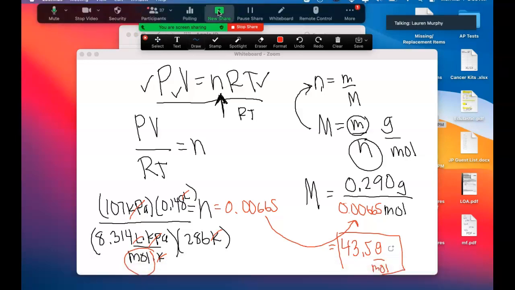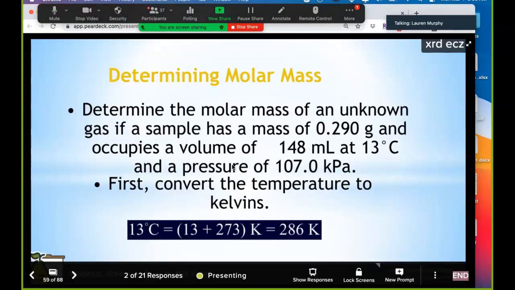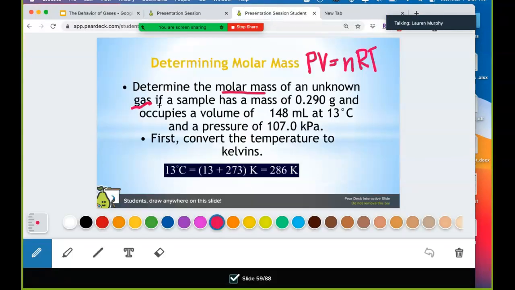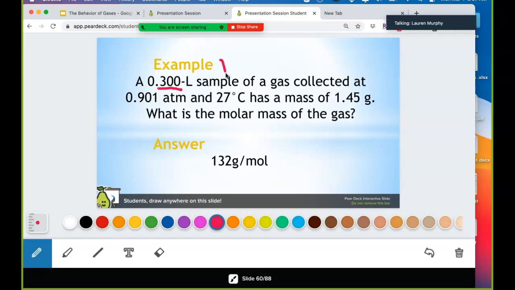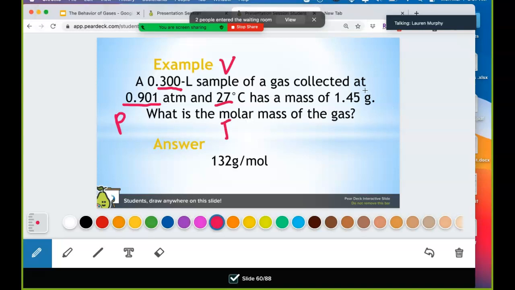Okay, so the next practice problem we will do is this. I give you a 3-liter sample, so I have a volume, and it's collected at 0.901 atmosphere, so this is a pressure, and I gave you a certain temperature, T, and then I give you mass, so mass is M, right? All right, what is the molar mass of the gas?